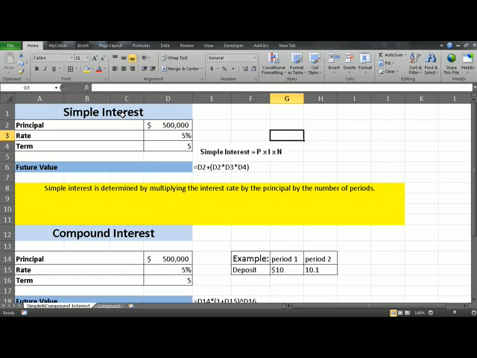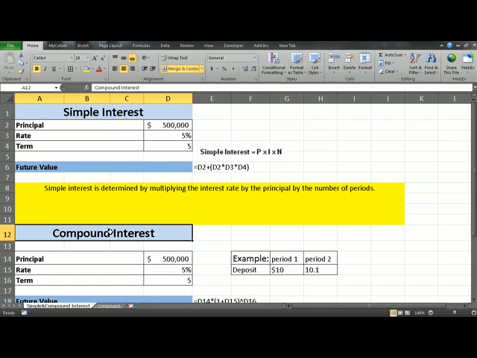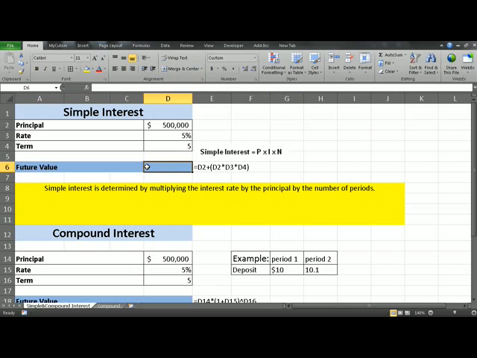In this video, I'm going to discuss simple and compound interest. Simple interest is basically your principal times your interest times the term.